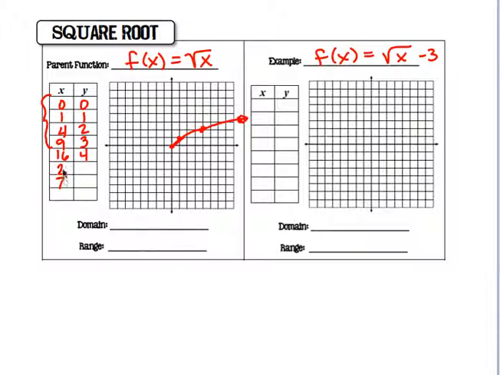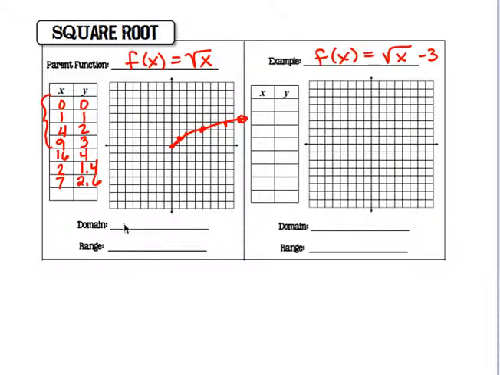Now you can put in other numbers like 2 and 7, but if you put in a 2, you would get out, let's see, a 1.4. And if you put in a 7, you would get out about a 2.6. So if you go over 2 and up 1.4, if you go over 7, and then you go up 2.6. So that's why I don't like to put in numbers that aren't perfect squares. But anyways, you get a little graph like this.